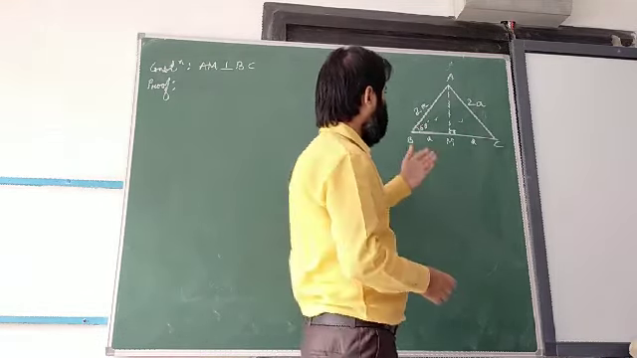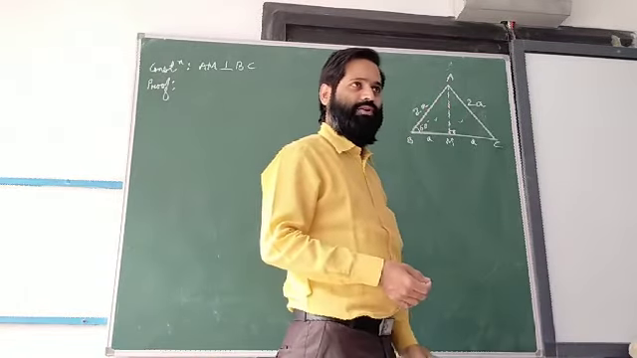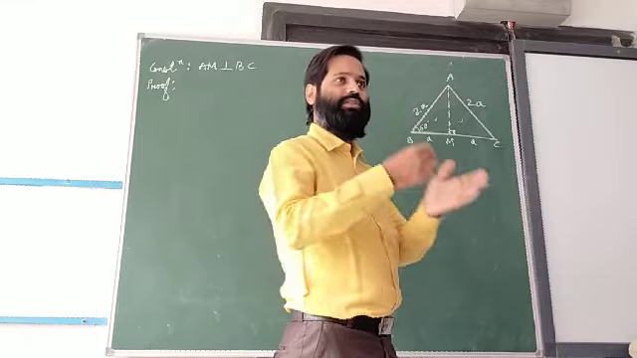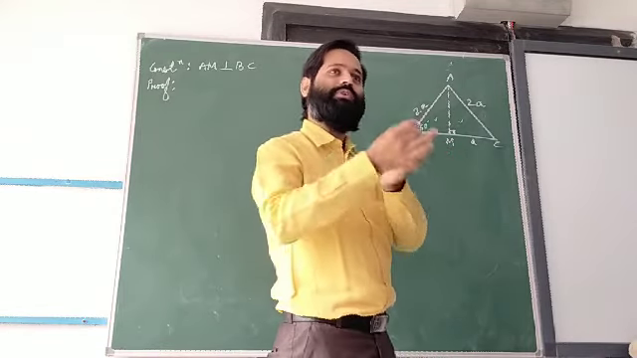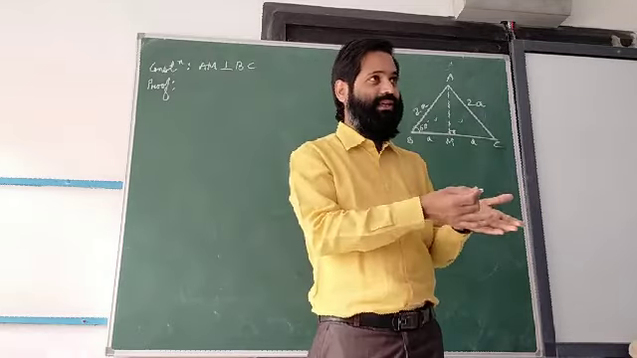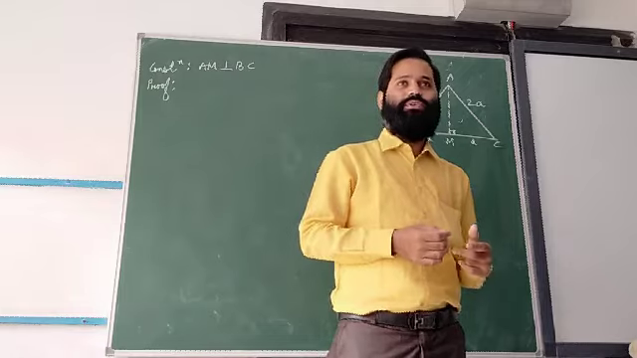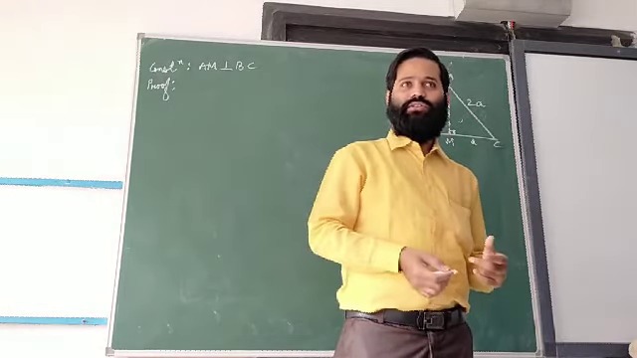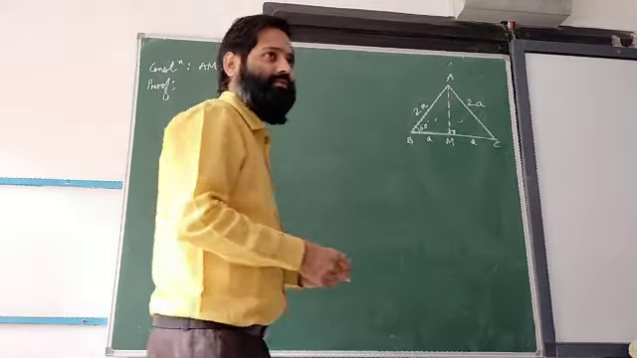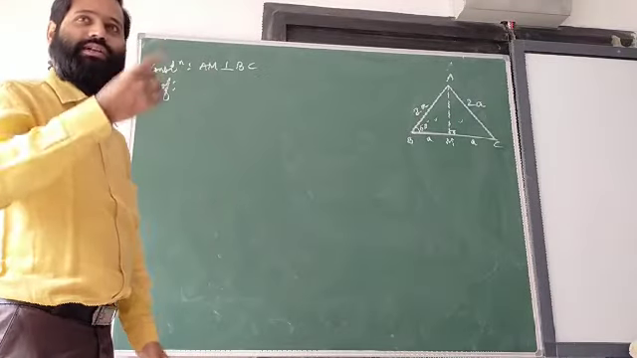Otherwise, students write common side and this side and then 90 degrees. What criteria are you using? When you are using RHS, it is right angle, then hypotenuse and then side. If you are using side angle side, it is side, then angle and then side. Are you getting my point? This way it will be easy for you to understand and even for the teacher. Otherwise many a time a student has written the answer but there is a confusion.